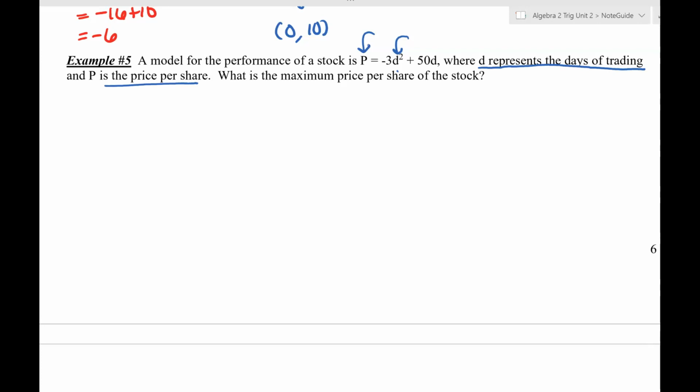So first, you need to understand shape and relationship. See here that this is a quadratic because of the D squared, so I should automatically think parabola. Then I know the parabola faces downward because of the negative a value. So I get this picture in my head. I want to understand what they're asking. When they're asking for the maximum price per share, that's going to occur at the vertex of the graph. So really my goal is going to be to figure out the vertex of the graph and then interpret it correctly. We have two ways that we can do this. We can do this on the calculator, or we can do this here by hand. So let's say we try the calculator first. I'm going to go to the calculator and type in this equation as y equals -3x squared plus 50x.